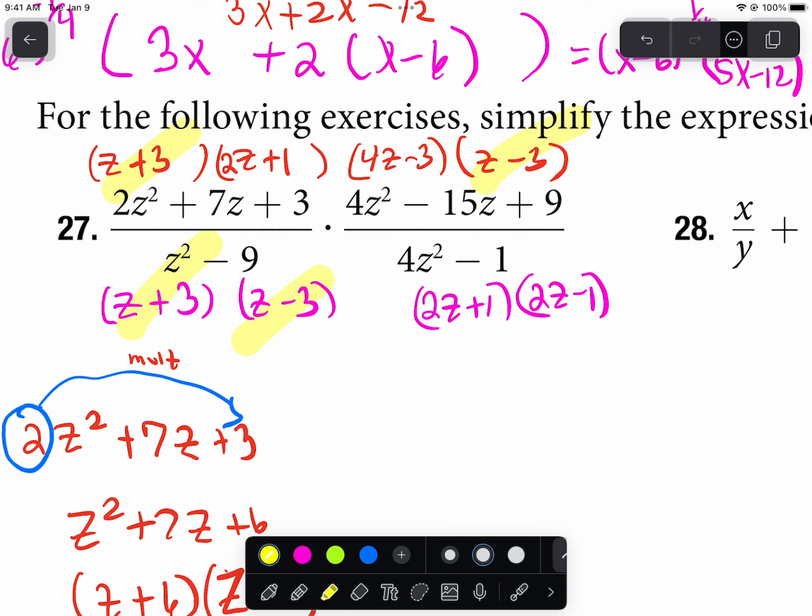That's a 2. Wait, let's make sure. Z plus 3, 2z plus 1. Yay. Oh, I'm so sorry. Okay, anyway. We actually have one more thing that can reduce. 2z plus 1 and 2z plus 1.